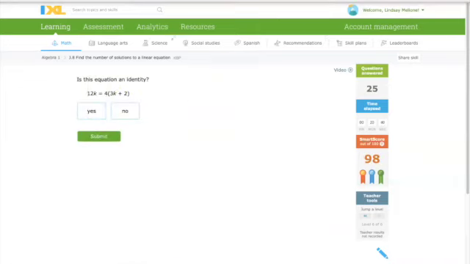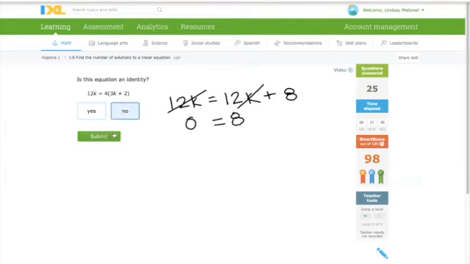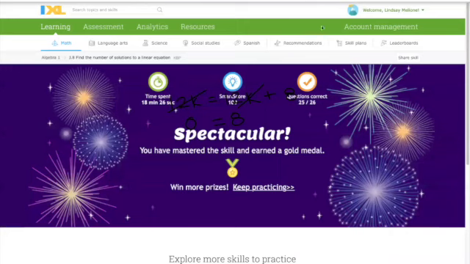And on the left side of this equation, there's nothing to do. It just says 12k, but we can simplify the right. 4 times 3k is 12k. 4 times 2 is 8. Our variables are the same. However, we're left with 0 equals 8, which is not true. This would mean no solution, which is not an identity. In order to be an identity, it would have to be infinitely many solutions. We're all set. On to the next skill.